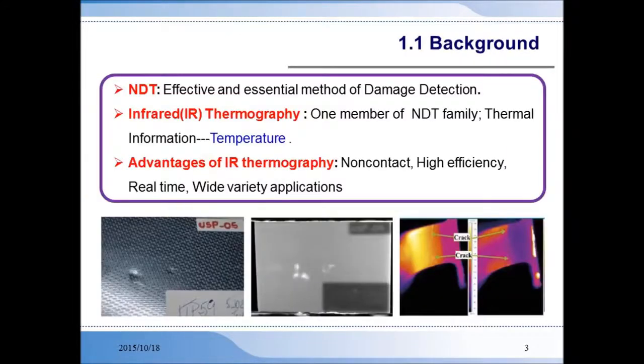Nondestructive testing is a critical method for examining structures or different types of equipment to ensure that it's safe. It allows us to examine the materials without actually taking them apart. One of the major NDT technologies is infrared thermography, which uses the thermal information of materials to detect defects. Some advantages of IR thermography are that it does not require surface contact, it has high testing efficiency, it can do real-time testing, and it is suitable for a wide range of materials.